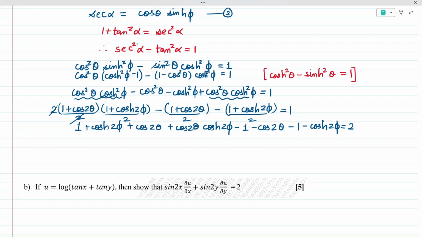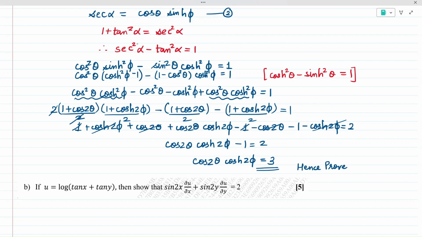Now also on the left hand side, observe 1 gets cancelled with 1. Positive cos 2 theta and negative cos 2 theta gets cancelled. Cos hyperbolic 2 phi gets cancelled with the positive negative terms. What I am left with is cos 2 theta cos hyperbolic 2 phi minus 1 is equal to 2. Minus 1 को opposite side पे shift कर देंगे तो cos 2 theta cos hyperbolic 2 phi is equal to 3 हो जाएगा. And this is what we were expected to prove.